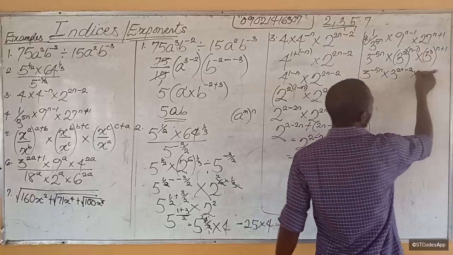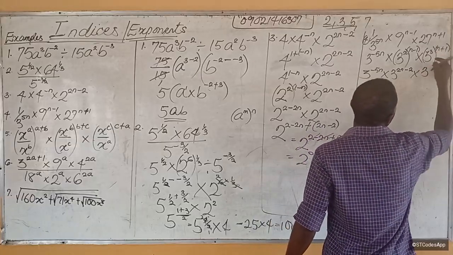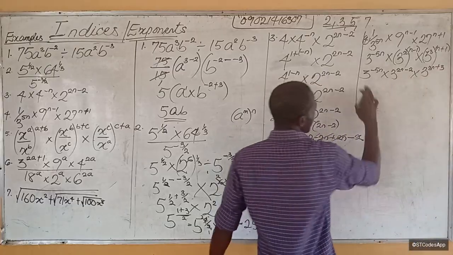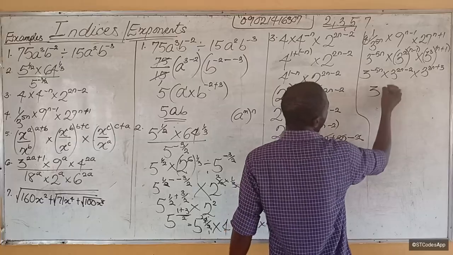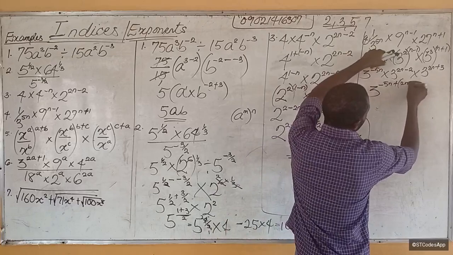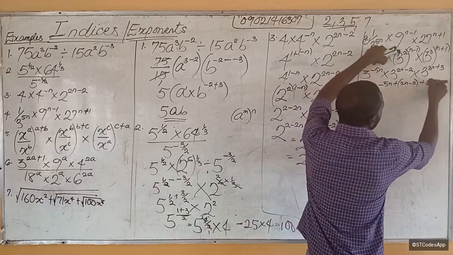So we have multiplied by 3 raised to the power, this will open the bracket as well, 3n plus 3. So bases are now the same all through. I have 3 raised to the power, addition of powers, right? Minus 5n plus 2n minus 2 plus 3n plus 3.